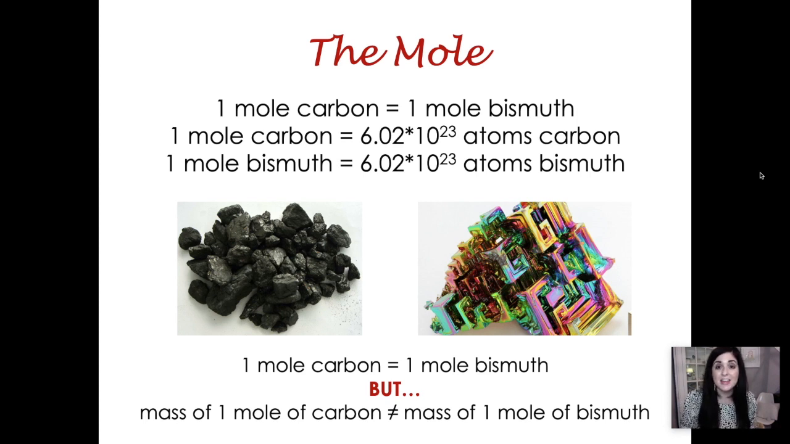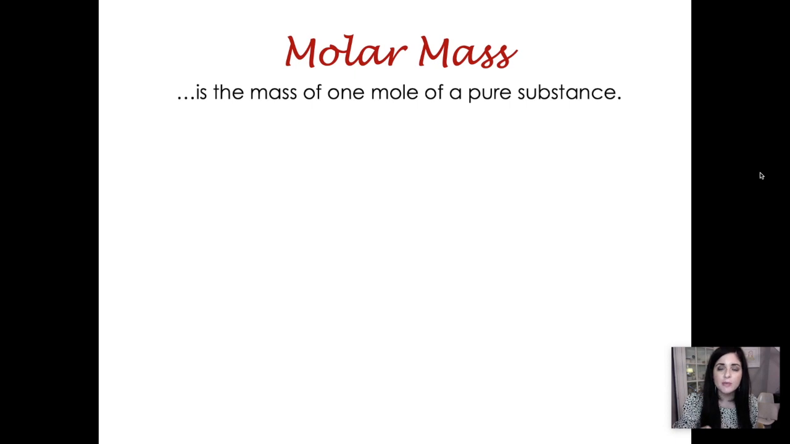And again, that's because a mole has the same number of particles, 6.02 times 10 to the 23rd. We call that Avogadro's number. It's named after the guy who came up with this idea. And the value that we use to represent the mass of 1 mole of a substance is the molar mass.